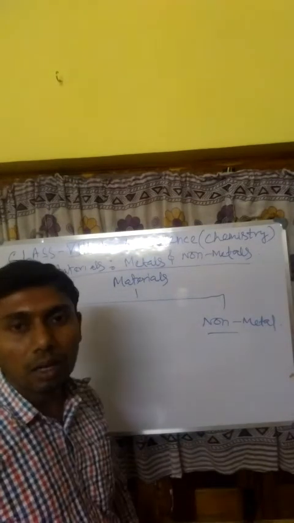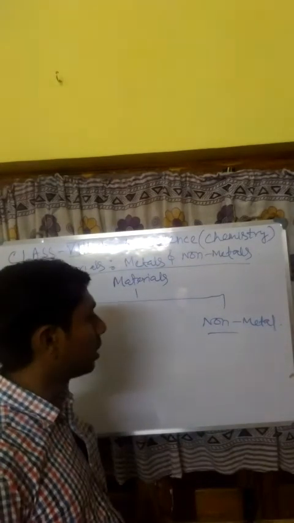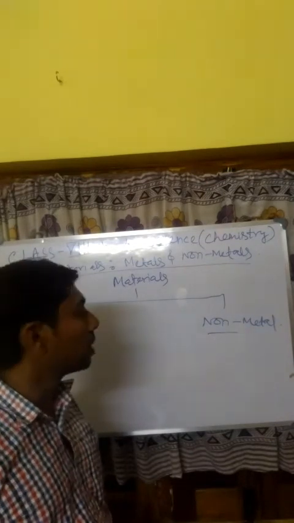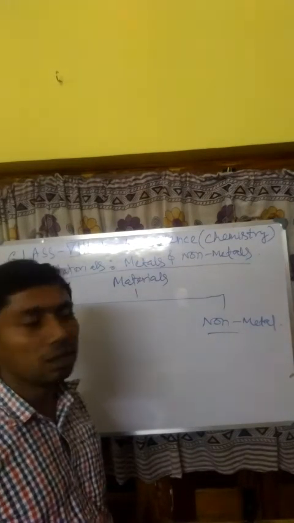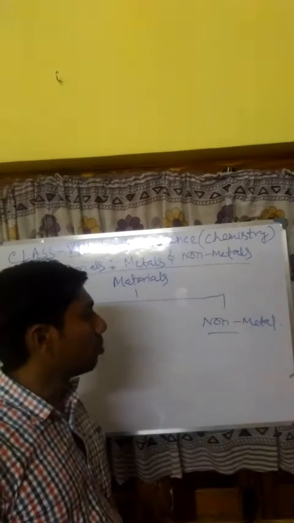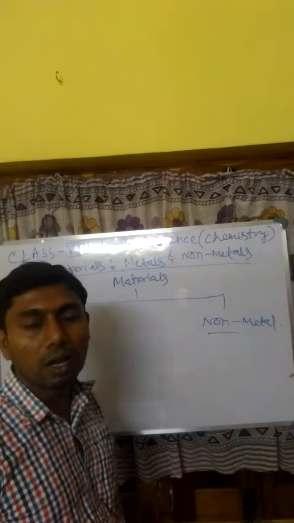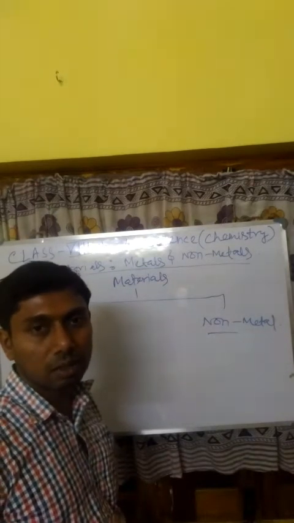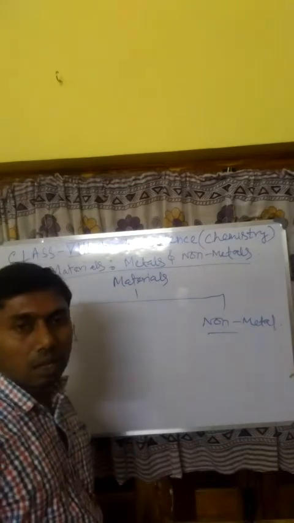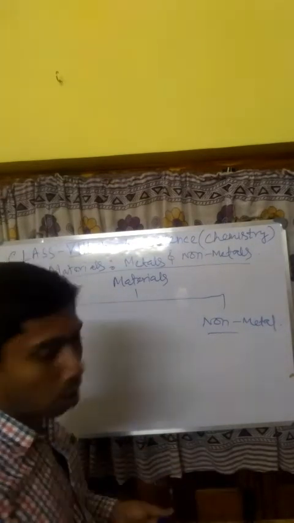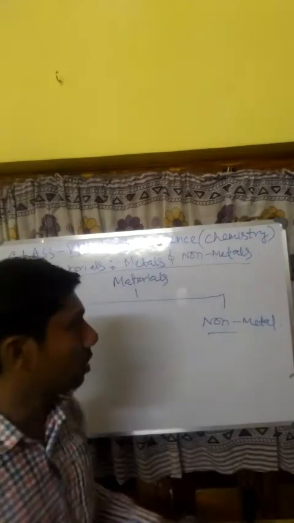So metals are the iron pin or iron bucket, etc., and also calcium and zinc. Non-metals, which are elements, are sulfur, chlorine and oxygen gas, right? So these are some examples of metals and non-metals.